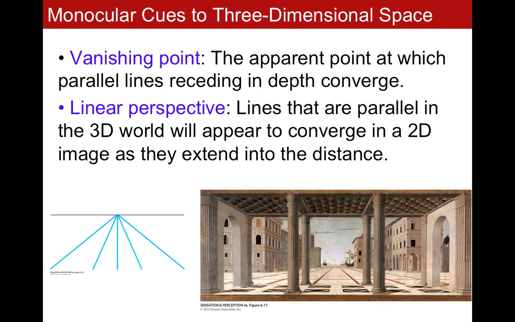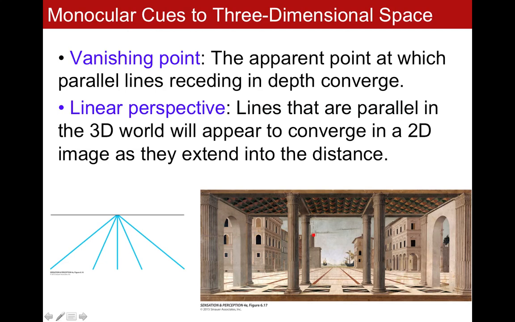Vanishing point is when you're looking at a scene and it's the apparent point where any parallel lines that are receding converge. So this is a simple demonstration of the vanishing point on the left. On the right, it's a more realistic depiction of vanishing point. So you can see that the vanishing point appears to be in the very center of the image, and all the angles on the ground and in the buildings angle toward that vanishing point.